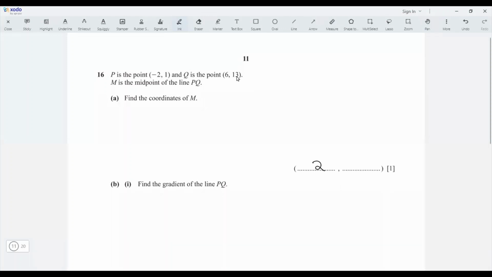Similarly, 1 plus 13 is 14. 14 by 2 is 7. If you have done this, you will get one number.